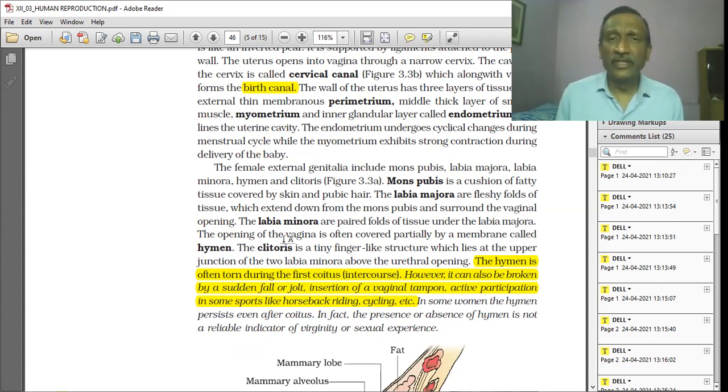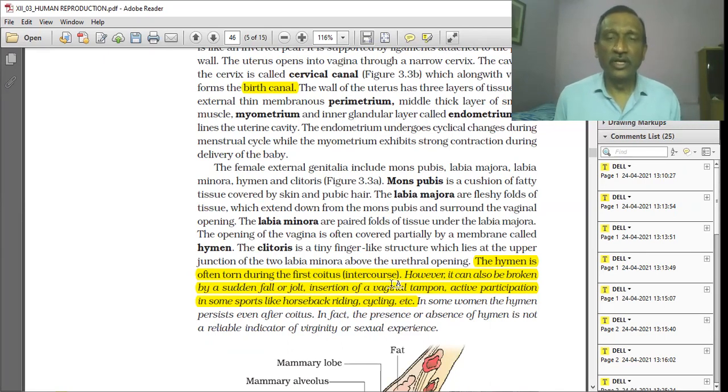Hymen is a thin membranous covering found covering the cervix opening, and very often it gets ruptured or damaged when a girl is involved in activities like sports, gymnasium, certain types of yoga, horse riding, and cycling. So it is mentioned here: the hymen is often torn during first coitus. Very often it is related with that.